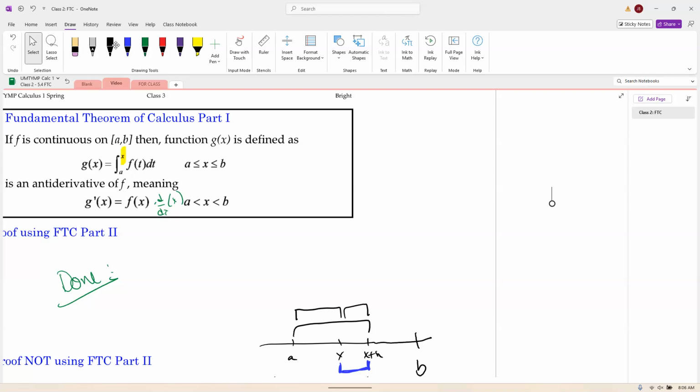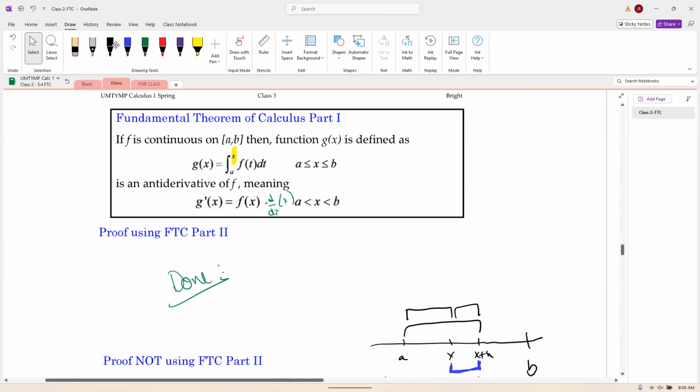In the upcoming videos, we will take a look at some examples using FTC part 1 specifically, just because FTC part 2 has been used frequently with the evaluation theorem last week.